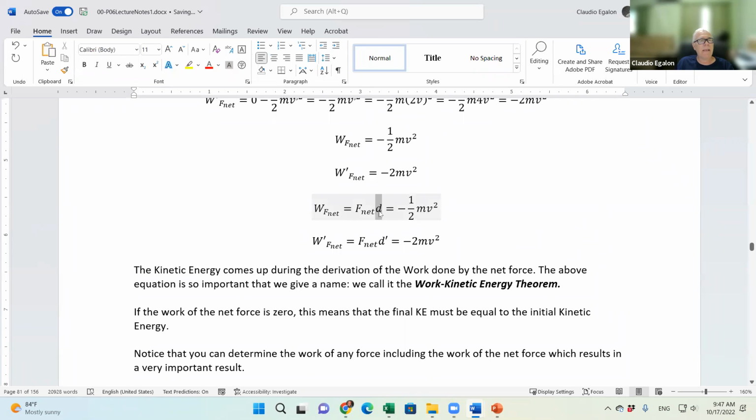I know d. Okay. I do not know F net. I do know m, and I do know v. But I just want to know d prime. How do we solve this problem? We use those two equations to solve the problem. Okay. And how does it go? You divide this equation by the other one.